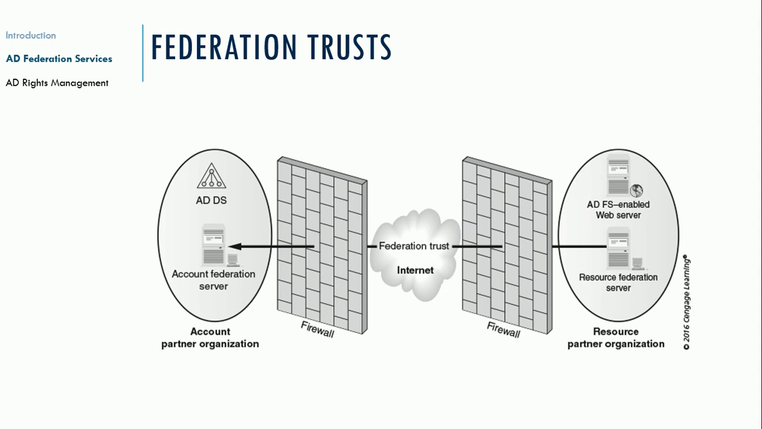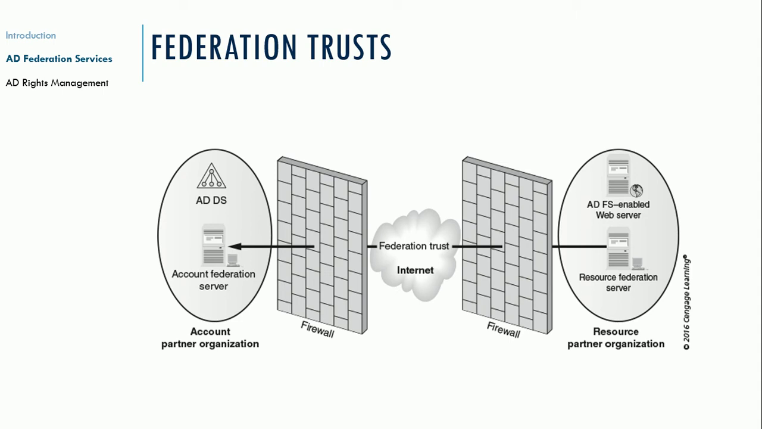On the left-hand side, we have our Active Directory services within our network, and we also have our account Federation server. That would be the partner organization. And then on the right-hand side, we have the resource partner organization. This is whom we're using, right? So this would be Gmail or Microsoft Outlook or something like that. So they have an ADFS-enabled web server with a resource Federation server.